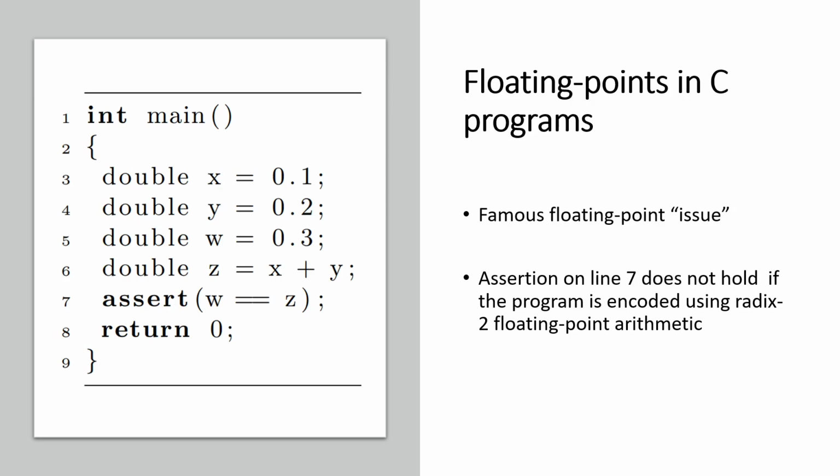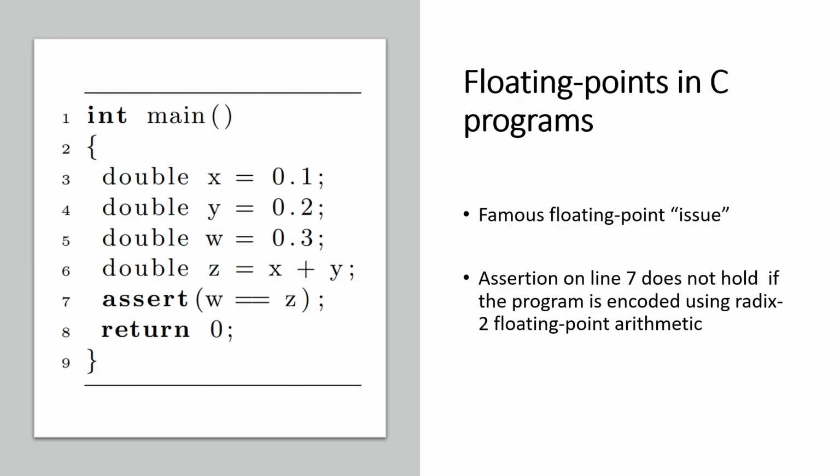Now let's see how a simple program can contain unforeseen issues. The program on the left is a famous floating point "issue". Here we compare if 0.3 is equal to the result of adding 0.1 and 0.2.